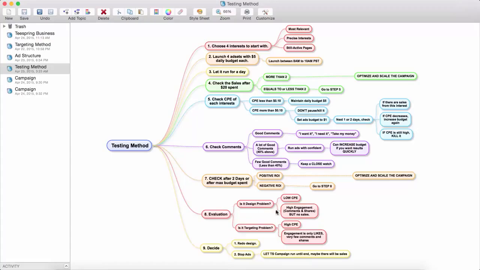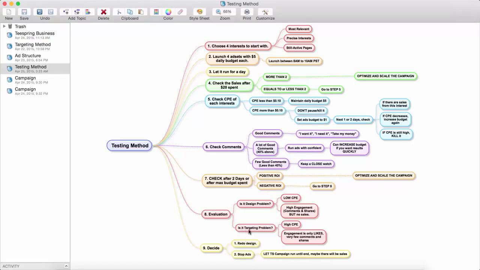Is it a design problem or is it a targeting problem? You can tell that it is a design problem if your ad has a low CPE and it has high engagement, which means that it has a lot of comments and shares, but it has no sales. It means that people are interested in maybe your search phrase, but maybe the design is not good enough for them to buy.